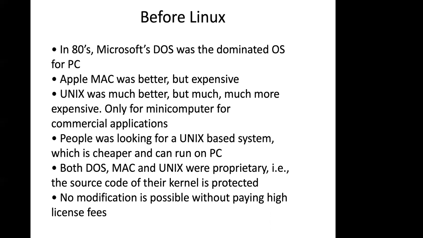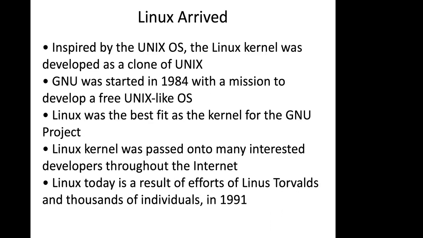All the operating systems such as Microsoft DOS, Apple Mac, Unix were all proprietary, because the source code was highly protected. No modification was possible without paying a high license fee. So that's when in 1984, Linux was invented. It was by a person called Linus Torvalds. He invented Linux, inspired by Unix, and he built the Linux kernel as a clone of Unix. He's the one who first wrote that kernel.